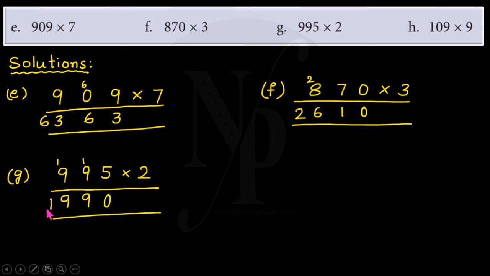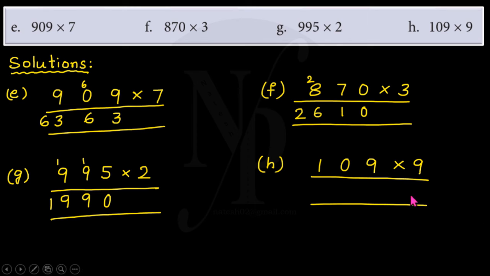Therefore, 1990 is the product of 995 and 2. In other words, 995 into 2 is equal to 1990. Now let us move to the next question. H, 109 into 9. Let us write down this question here and we will solve.